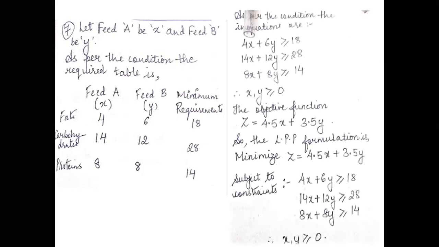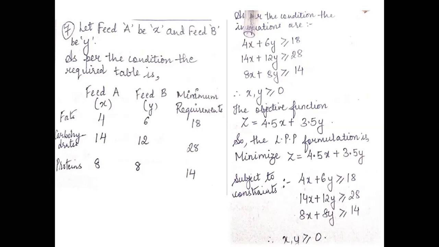So as per the condition, the inequations are 4x plus 6y, again minimum, so we'll use the sign greater equal to 18. 14x plus 12y greater equal to 28. 8x plus 8y greater equal to 14. Then after the constraints are over, you have to specify the non-negative constraint, that is x comma y greater equal to 0.